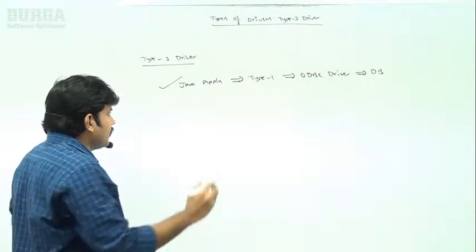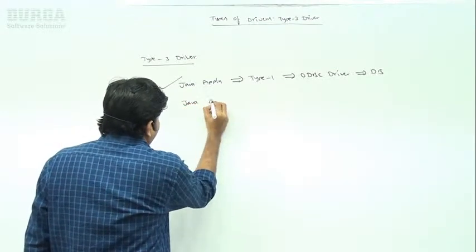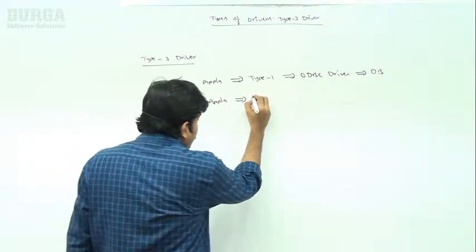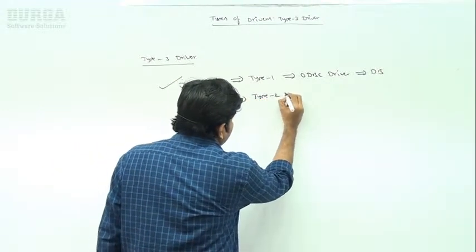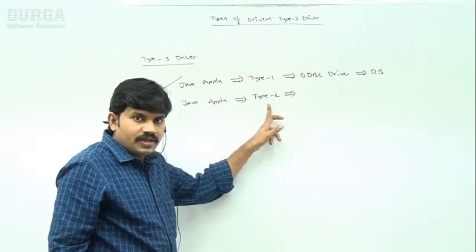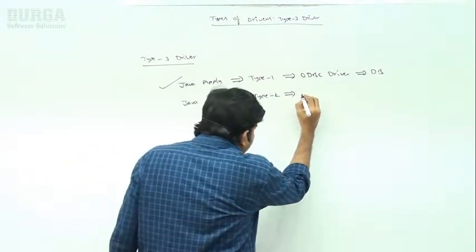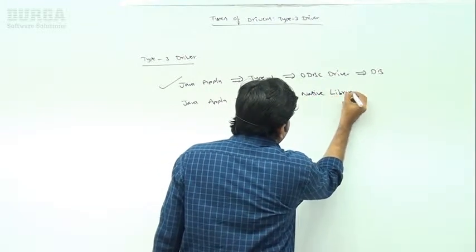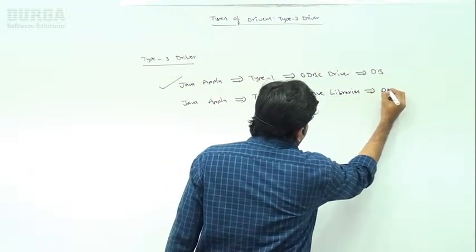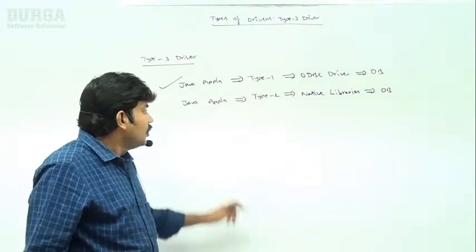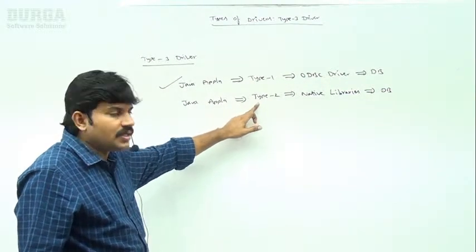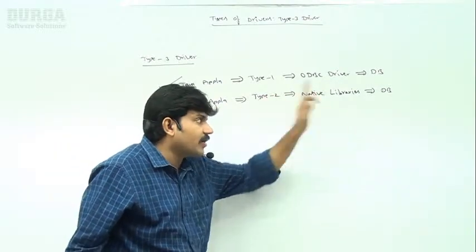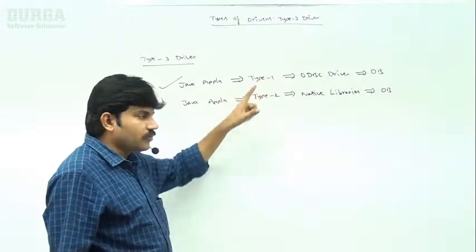Similarly, what is the architecture for the type 2 driver, sir? Java application. Yes, you have to tell, sir. Java application. Next, the type 2 driver. The type 2 driver internally uses vendor provided native libraries. Vendor provided native libraries communicate with the database. Are you getting it? So the type 2 driver converts JDBC calls into native library calls, which can be understood by the database engine. Up to that we covered, right?